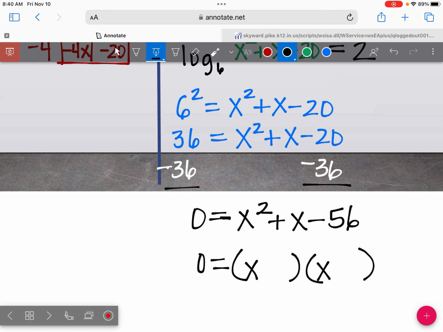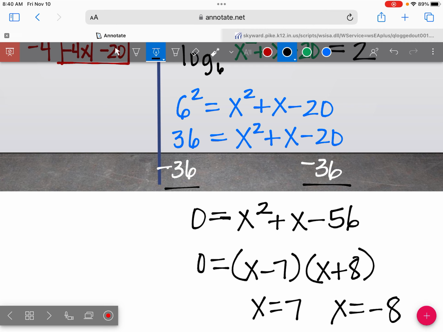All right, what are our two numbers that would multiply to be a negative 56, but add to a positive 1? Negative 7, positive 8. So we got a negative 7 and a positive 8. So x equals 7 and x equals negative 8.